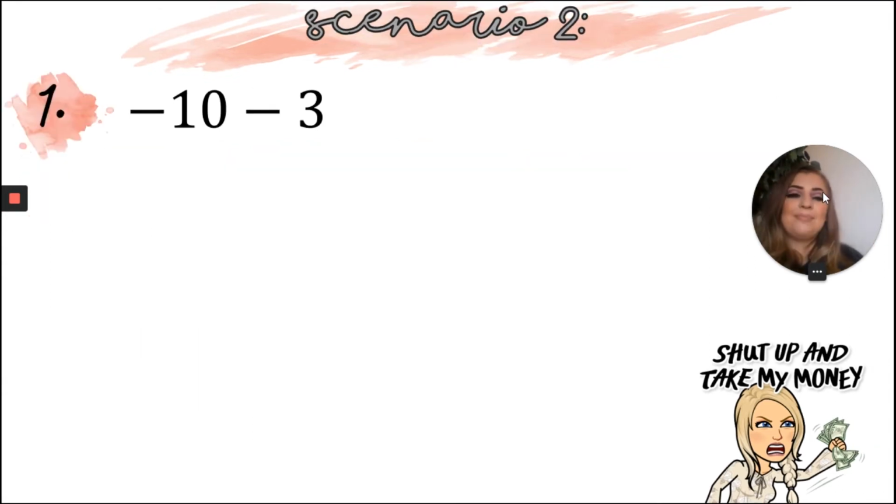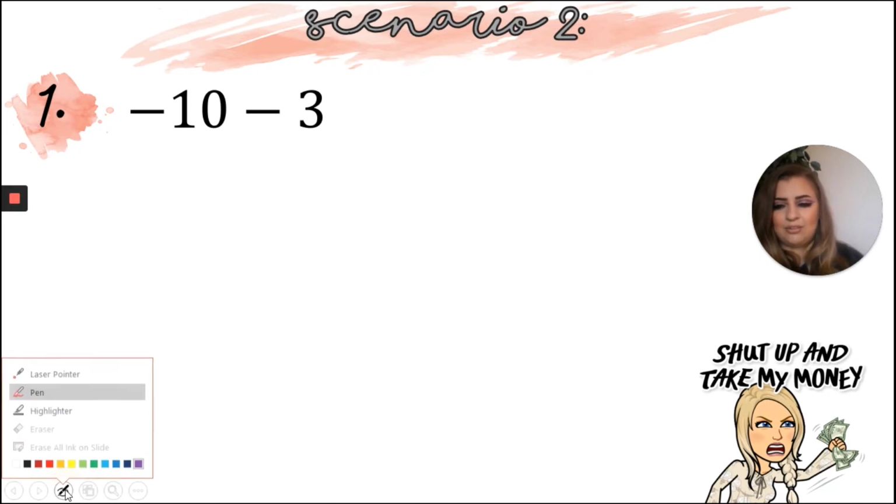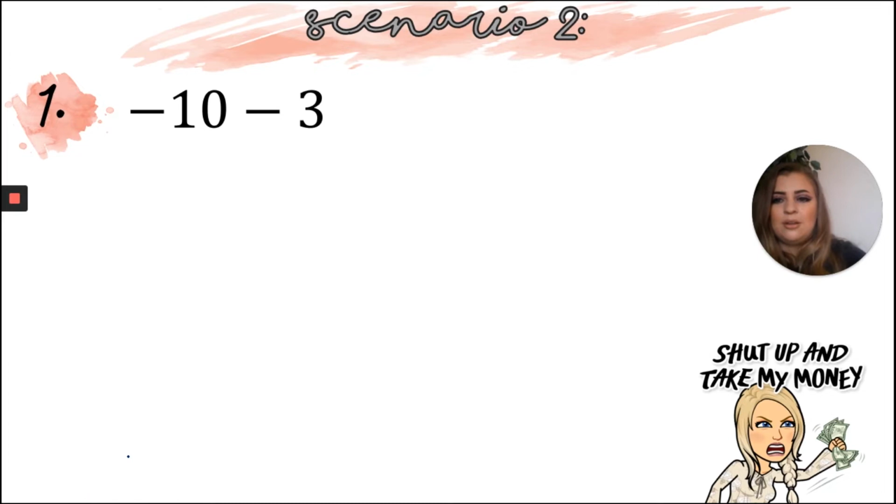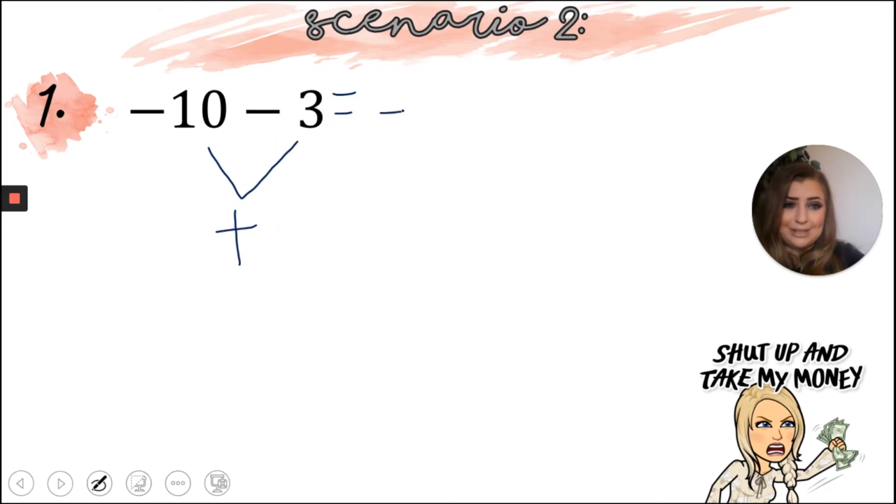So this time, I have negative $10. I'm in debt by $10 and I increase my debt by $3. So I'm going more into debt. Since I'm increasing my debt, increasing your debt is really just adding those two numbers together. Really just adding 10 plus 3 and just in debt. Boom. Simple as just that.